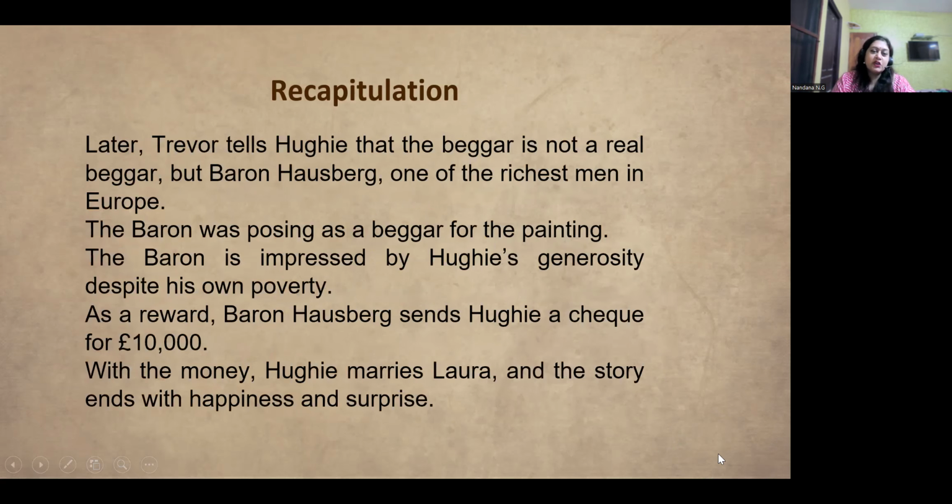Later, Trevor tells Hughie that the beggar is not a real beggar, but Baron Hausberg, one of the richest men in Europe. The Baron was posing as a beggar for the painting. The Baron is impressed by Hughie's generosity despite his own poverty. As a reward, Baron Hausberg sends Hughie a check of 10,000 pounds. With the money, Hughie marries Laura, and the story ends with happiness and surprise.